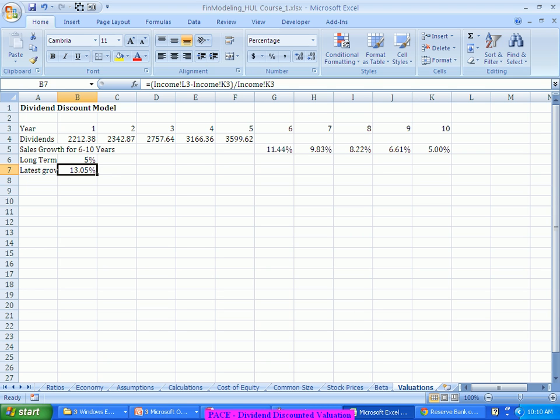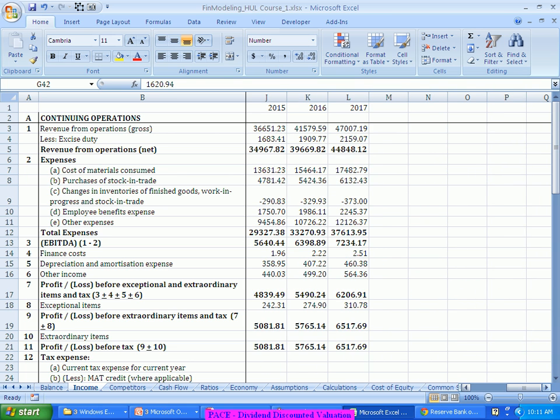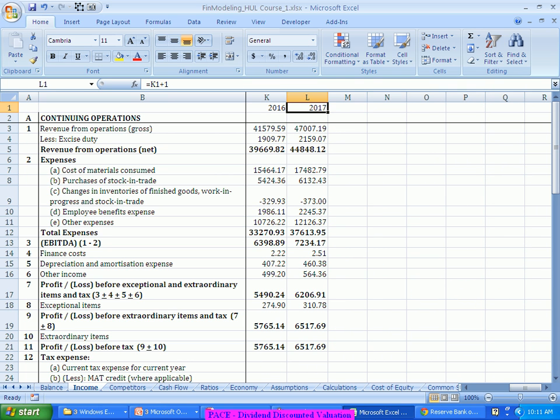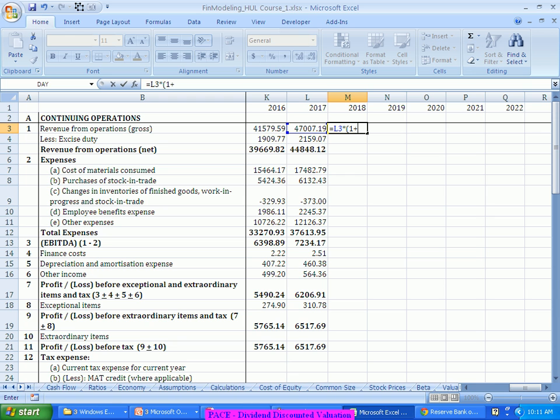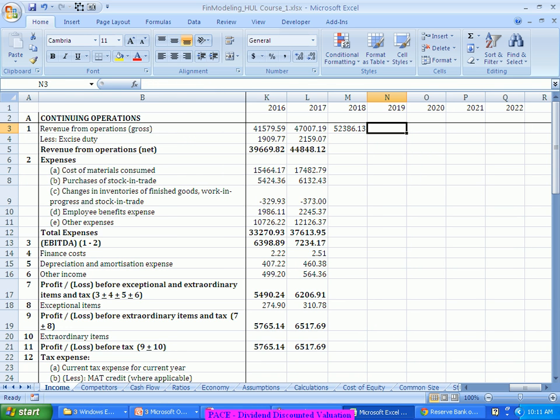right? Now if that's the case, again come back to your income statements. Instead of 2017 now, I'll take it up to 2022. The only difference now I will make is this one. I'll increment directly with this percentage, which I have got from the valuation sheet. I'll increment it by 11.44%, because the next year sales is going to grow at this much itself.